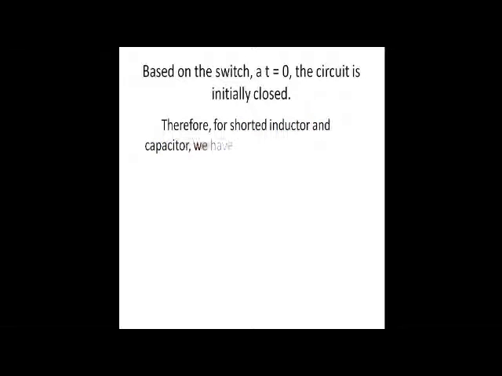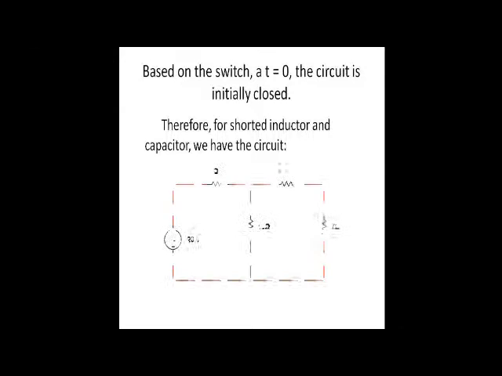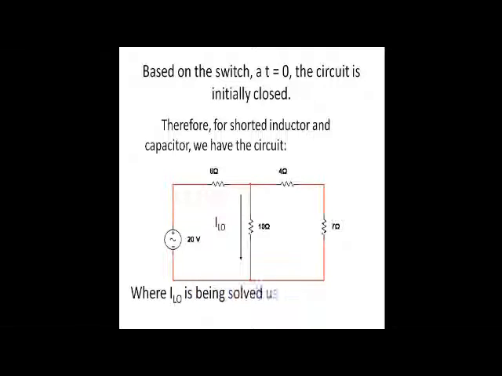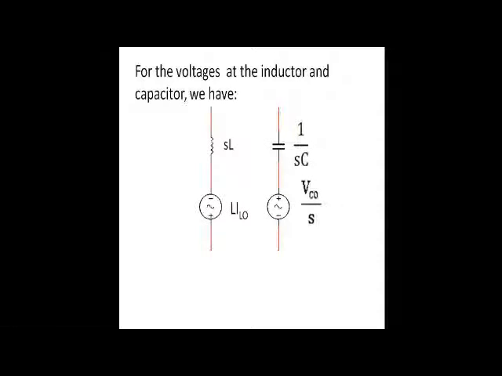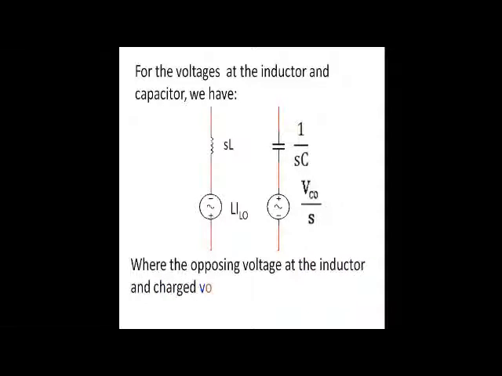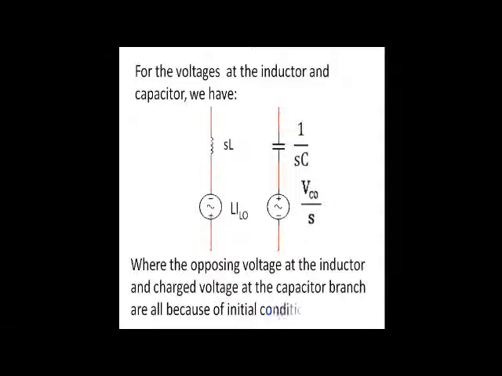Based on the switch at t is equal to 0, the circuit is initially closed. Therefore, for shorted inductor and capacitor, we have the circuit where ILO is being solved using Ohm's law or Kirchhoff's law. For the voltage at the inductor and capacitor, we have where the opposing voltage at the inductor and charge voltage at the capacitor branch are all because of the initial conditions.